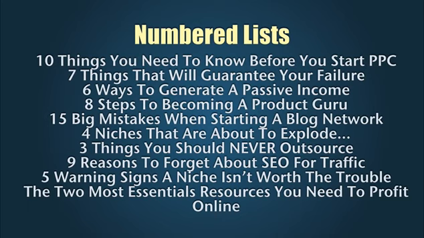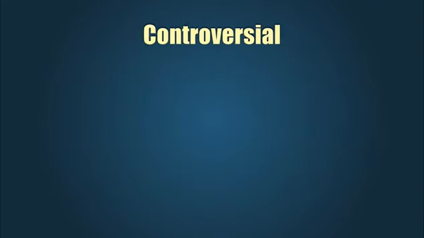For example, 3 things you should never, and then blank: outsource, do yourself, buy, sell. 3 things you should never, and replace that word. 9 reasons to forget about SEO for traffic, or 9 reasons to forget about, again, insert whatever you want there. 5 warning signs that a niche is in trouble, a niche isn't worth the money, a product is good, a product isn't good, warning signs. So again, people are like, oh wait, I better look at this. The 2 most essential resources you need to profit online. Again, very important for people that are trying to make money online. They're going to get opened.